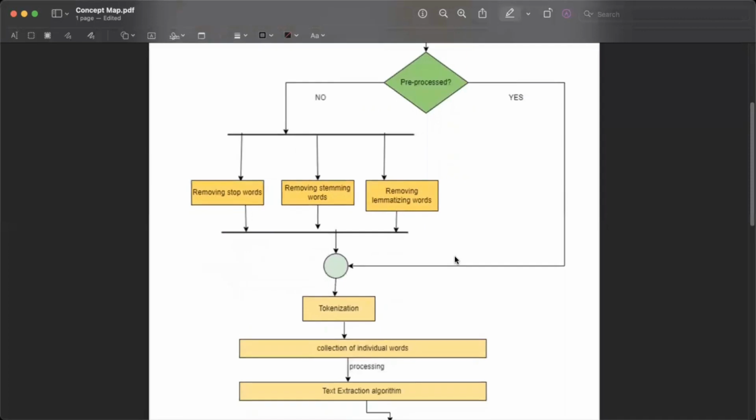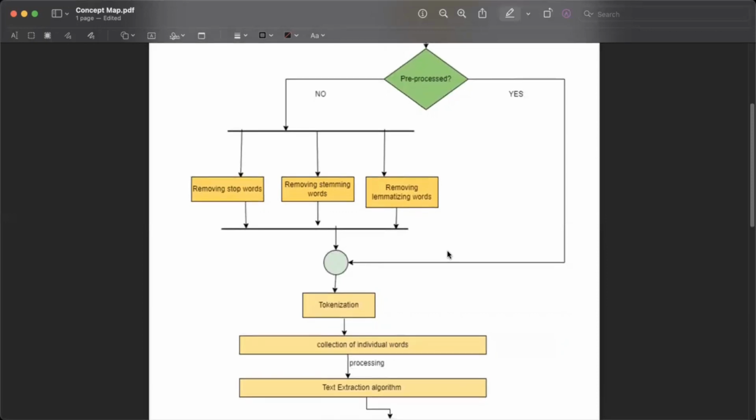We know that we use the word token in our daily life, and token means an individual piece of a collection of things. If there is a big thing and we divide the big thing into small things, those small things are called tokens. So in NLP, tokenization is the process of breaking a text into smaller units called tokens. Those tokens can be words, characters, or subwords.